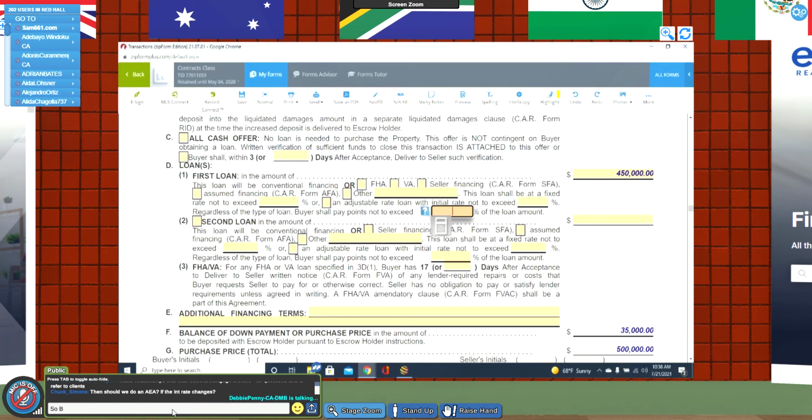Now, if I'm on the listing side and I get an offer and this isn't filled in, I'm not countering it. I don't represent the buyer. No, best prevailing rate is not acceptable. Absolutely not. Make sure that when you represent the buyer, that buyer is protected.